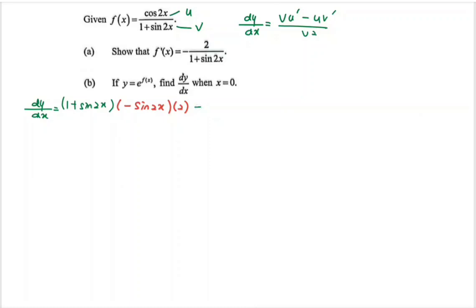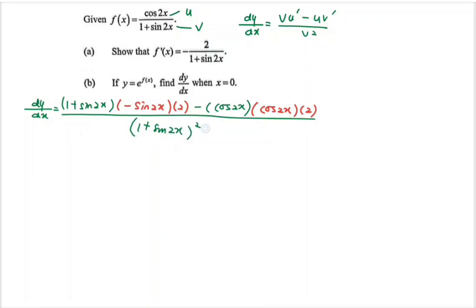Minus u, so here we have cos 2x. Differentiate the v. Differentiate the 1, we will have 0. Differentiate the sine, and we will have cos 2x. Differentiate the internal function, and we have 2, over 1 plus sine 2x bracket squared.